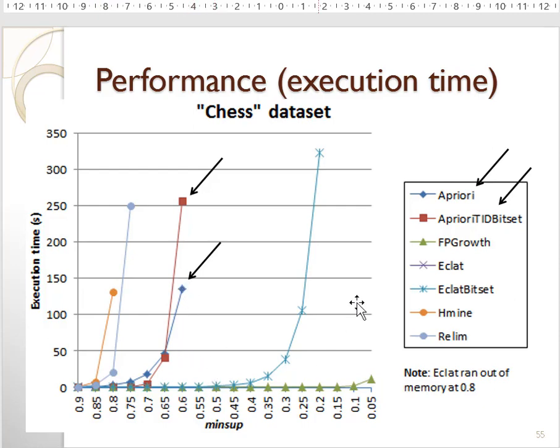So Apriori is not the best algorithm. There are some much better algorithms like FP-Growth. But Apriori is still much better than the naive approach. It's not a very bad algorithm, but it is not the best. Okay, so this is what I wanted to show you here about the performance.